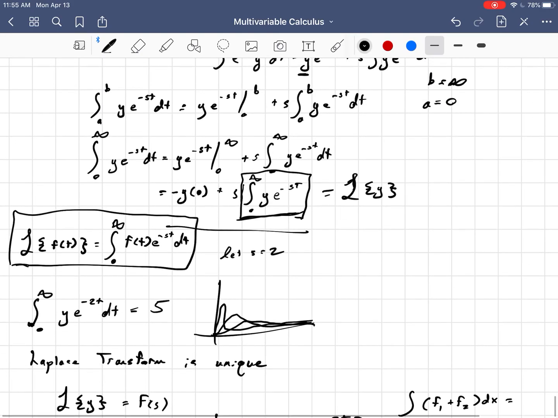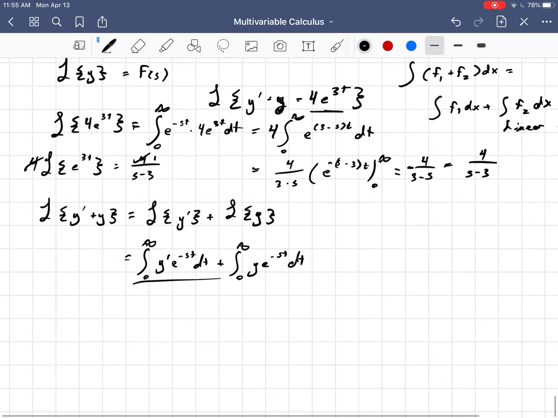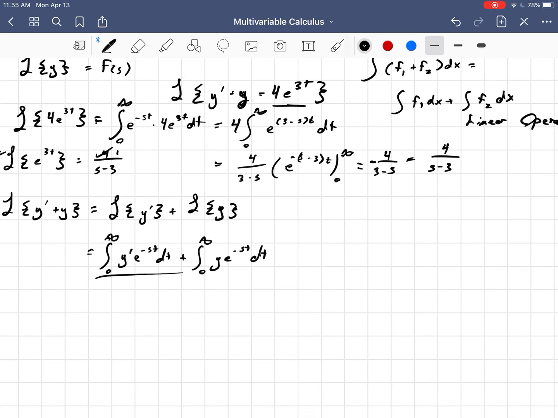And so I'm going to look at that one first, and I'm going to say integration by parts, right? And I think I did that up here, but I'll do it again here. So we have a differentiate and we integrate. I'm going to integrate y prime. I'm going to differentiate e to the negative st, and we have plus, minus. I integrate that, I get y. I differentiate this, I get negative s e to the negative st.